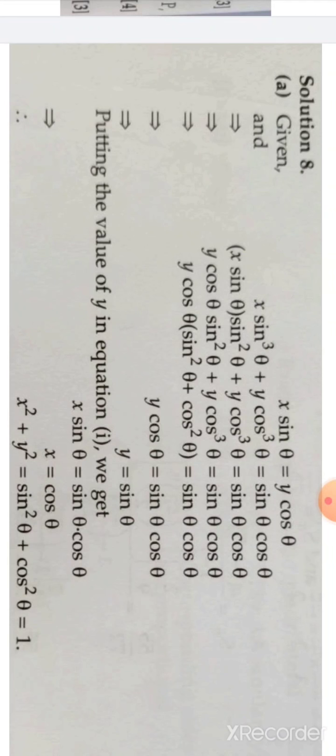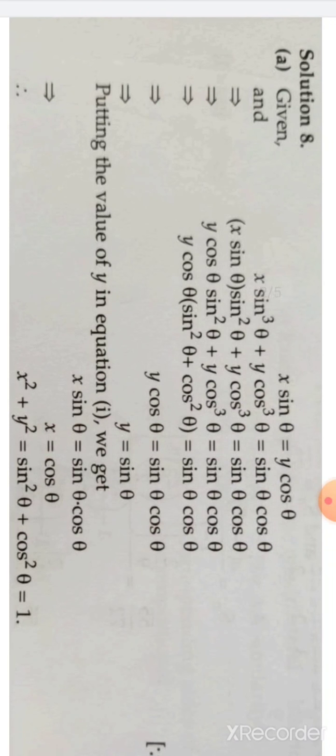Now putting the value of y in equation 1. Equation 1 is the first one, which is x sin theta is equal to y cos theta, in which we substitute this y value. So we get x sin theta is equal to sin theta into cos theta. Now sin theta gets removed from both sides. We get x is equal to cos theta. So x square plus y square is equal to sin square theta plus cos square theta by substituting values of x and y. So sin square theta plus cos square theta is 1. So this is our solution number A part of solution 8.